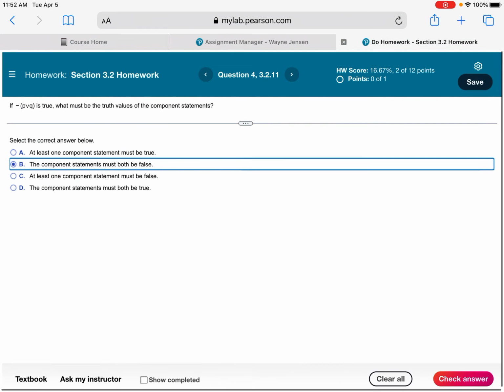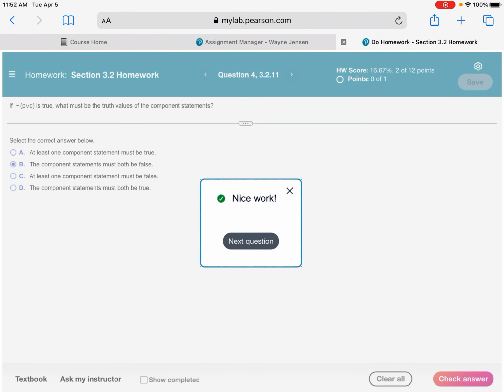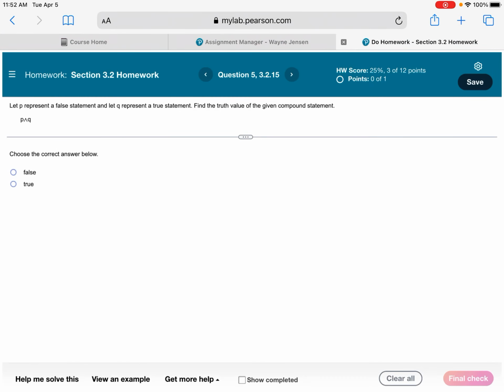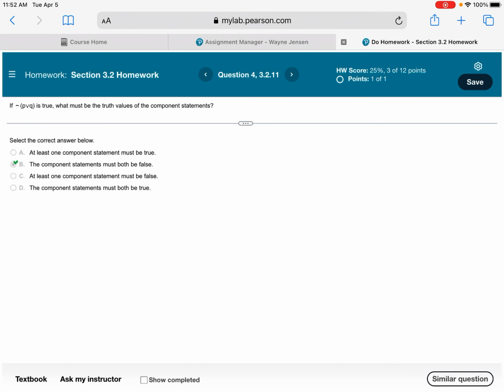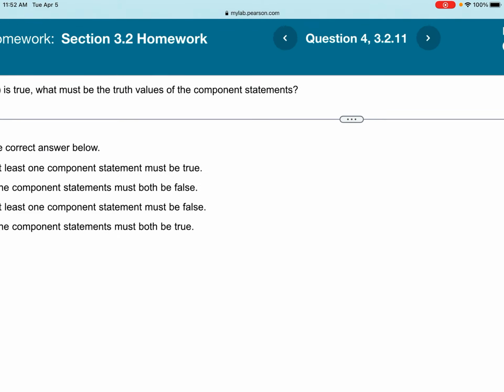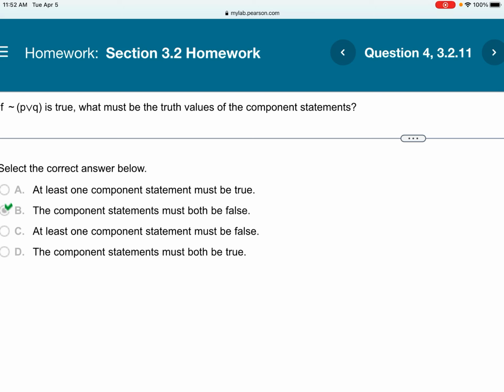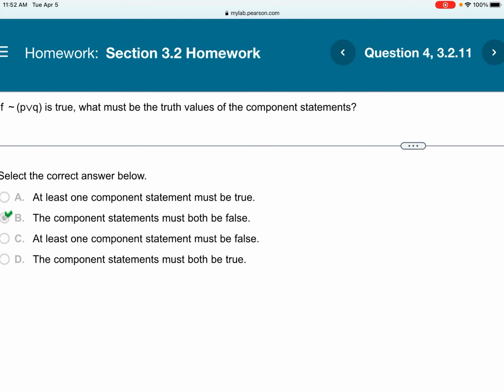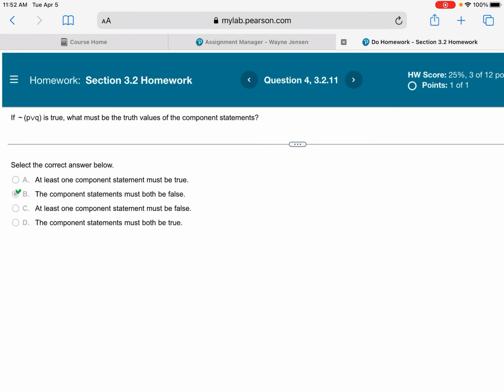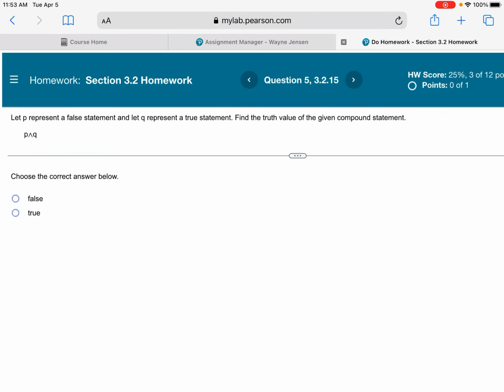And so you'll go through and answer those types of questions, right? Really thinking about it. So let me go back for a minute. Remember, as I analyzed this, I was wanting the negation to be true, which means the original statement in parentheses needs to be false. P or Q is only false if both P and Q are false, right? That was question number one. And so that's why we came up with that answer.